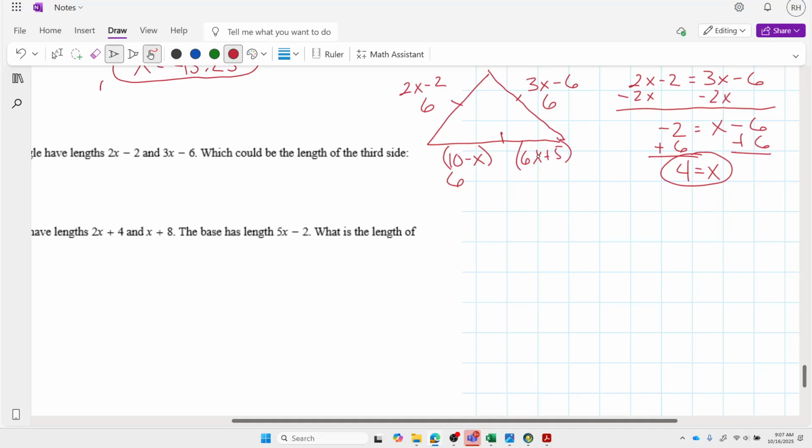But 6 times 4 is 24, plus 5 is 29. So it can't be the 6x plus 5, can it? All right, it's got to be the 10 minus x. So that's which expression can represent the third side. So you solve for the two sides that you know. Substitute x to find out the length of the side, and then substitute it again into each of your options for the third side. Because in an equilateral triangle, all the sides are the same.